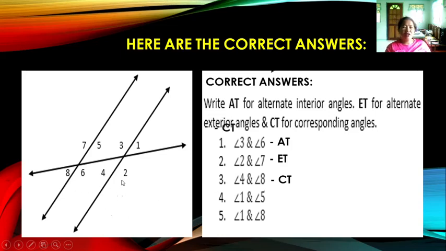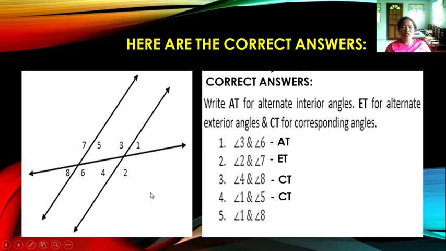Next is angle 1 and angle 5. Of course, again, they are corresponding angles. They are located at the same side of the parallel lines. Angle 5 is located at the right side of the first parallel line, and angle 1 is located also at the right side of the other parallel line.